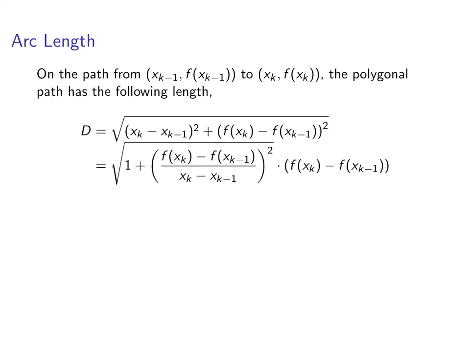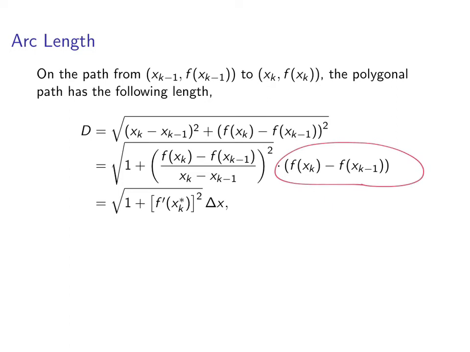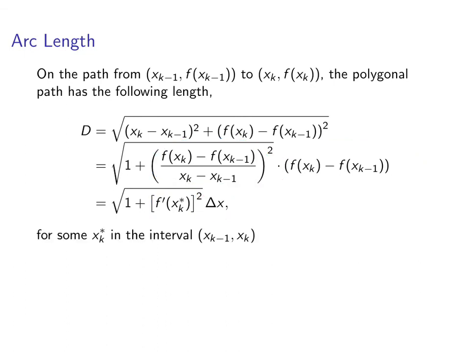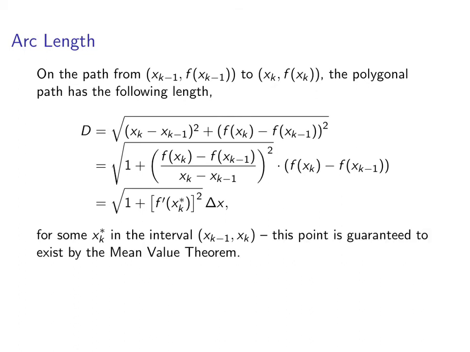If we factor out (xk minus x sub k minus 1) squared, we get a new expression that looks like this. And then we're going to rewrite it in a funny way. So first of all, the xk minus x sub k minus 1 turns into delta x. And then this quotient here turns into f prime of xk star. And that's true for some x sub k star in the interval xk minus 1 to xk. And the reason we can do that, that point exists, is by the mean value theorem.